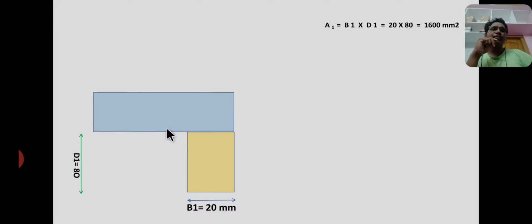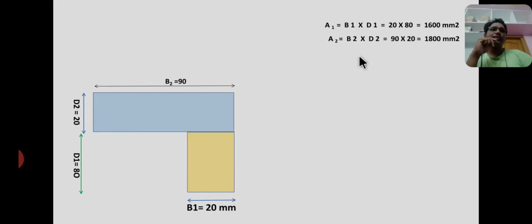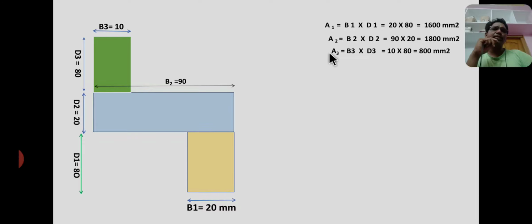And a2 is the area of the second rectangle, a2 equal to b2 into d2, that is 90 into 20. A2 equal to 90 into 20 equal to 1800 mm square. Now a3 is the area of the top rectangle, A3 equal to b3 into d3, that is 10 by 80, equal to 800 mm square. These are the individual areas. Now I consider the x-axis and y-axis at the edges.